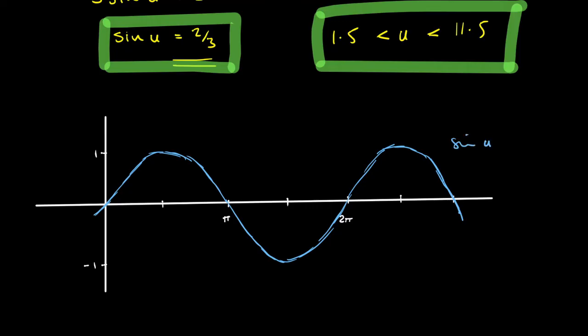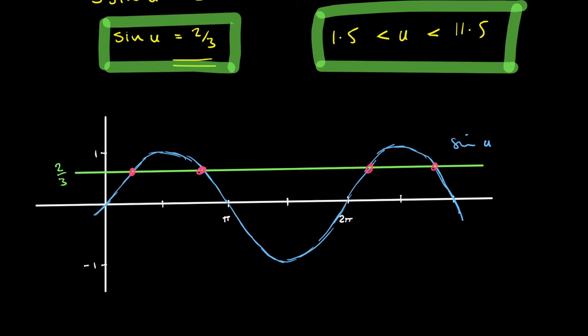And we're trying to solve where sine u is equal to 2/3. So 2/3 is going to be this line here. So let's put that on. There we go. We're trying to find where the graph is equal to 2/3. In other words, we are interested in this point here, this point here, this point here, and this point here.